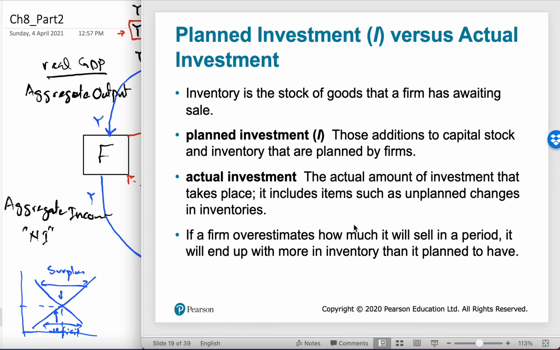So let me pause it here, and then I will explain the behavior of the investment, and then we will determine the equilibrium in the goods and services market.